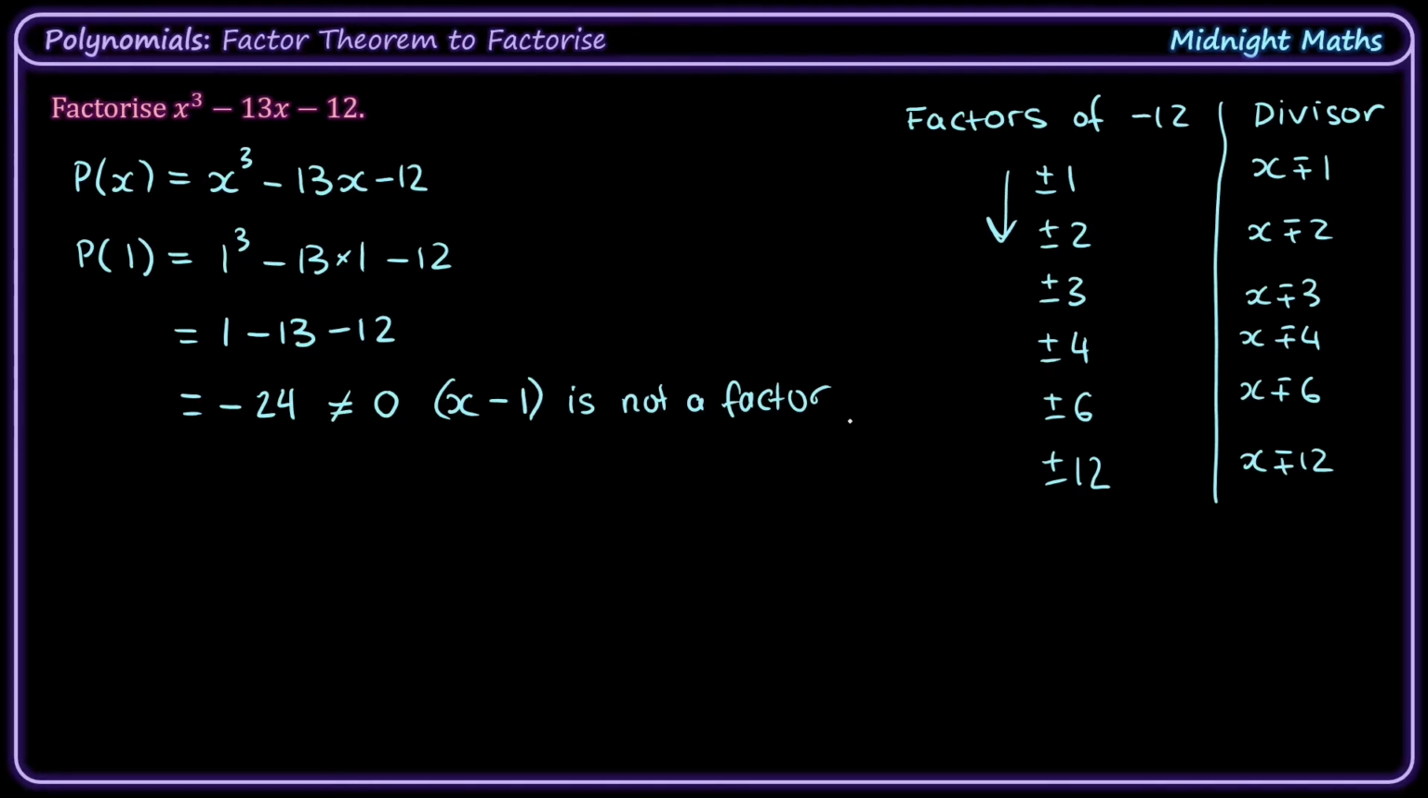This is not a factor. This hasn't helped us because we can't continue without finding a factor. So we'll go on to the next one. We're now going to try p of -1.